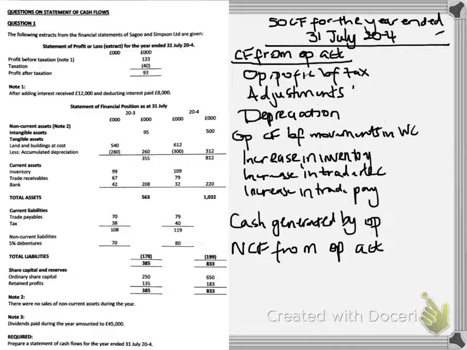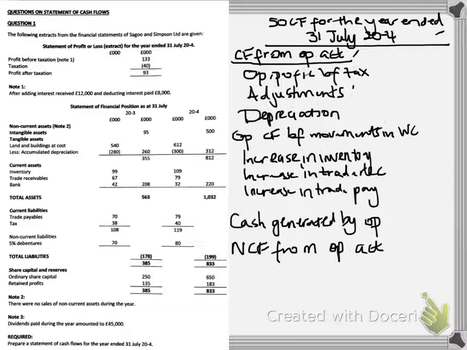The title, or the name of the statement, is statement of cash flows for the end of 31st December 20-4. Then the three headings, starting with cash flow from operating activities, followed by cash flow from investing activities, and then cash flow from financing activities. So these are the three sections that we will have in our statement of cash flows.